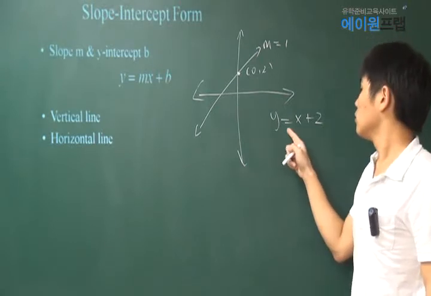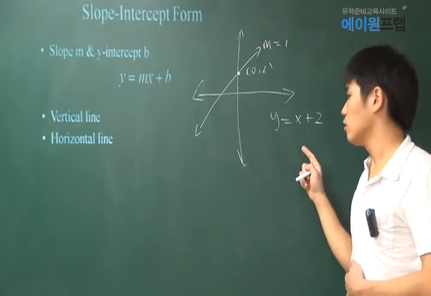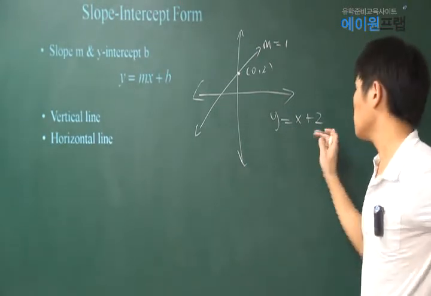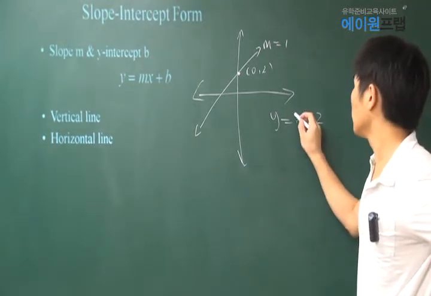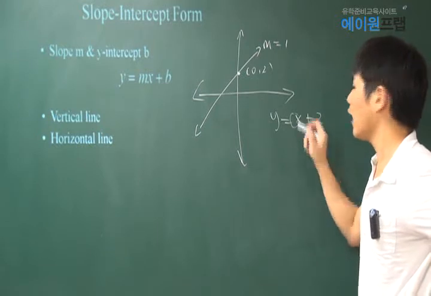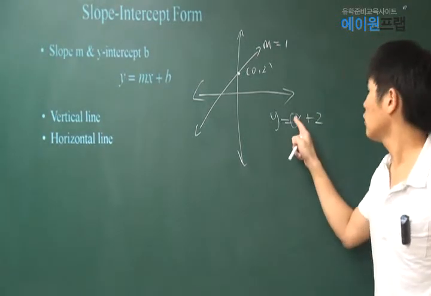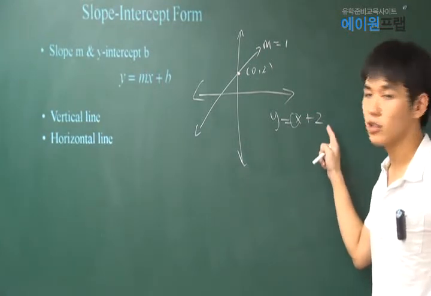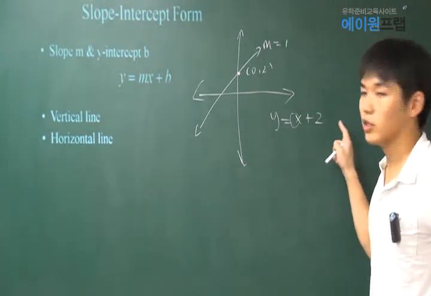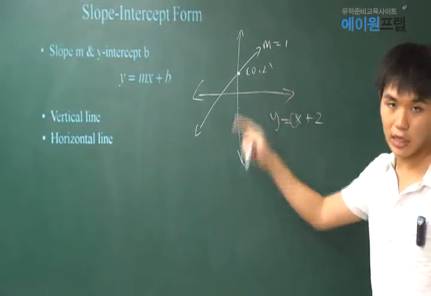Okay. So the advantage of using this type of form is that we can immediately see where the y-intercept is, and the slope is simply the constant in front of x. Remember that. The constant in front of x is always the slope, and the constant at the end of the equation is the y-intercept.